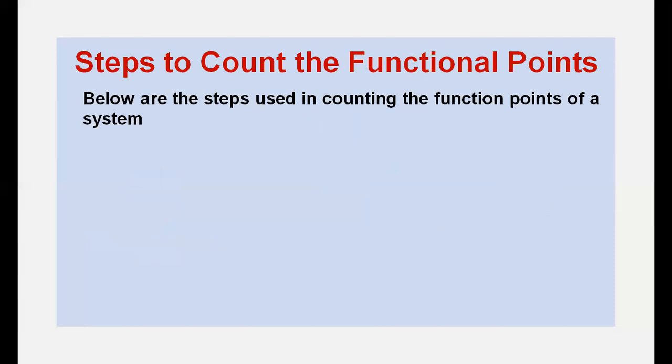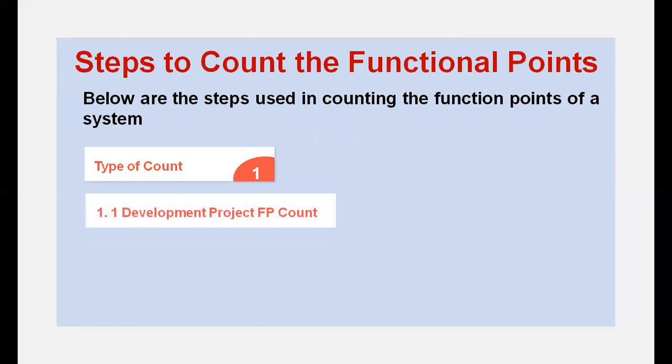Now coming to the steps to count the functional points. Below are the steps used in counting the functional points of the system. First one is type of count. The very first step of this process is to determine the type of the functional count. There are three types of functional point count, and the first type is development project FP count. Here this measures the functions that are directly involved in the development of the final system. So this would include all the phases of the project from requirements gathering to the first installation.